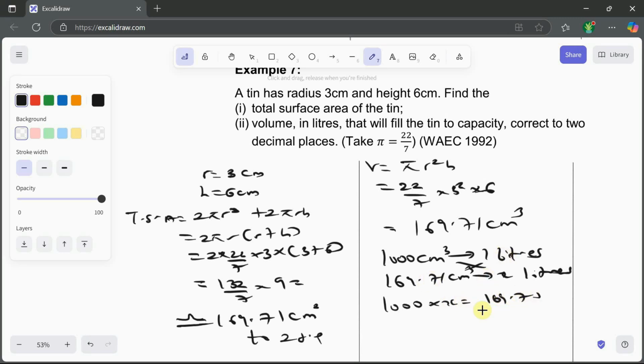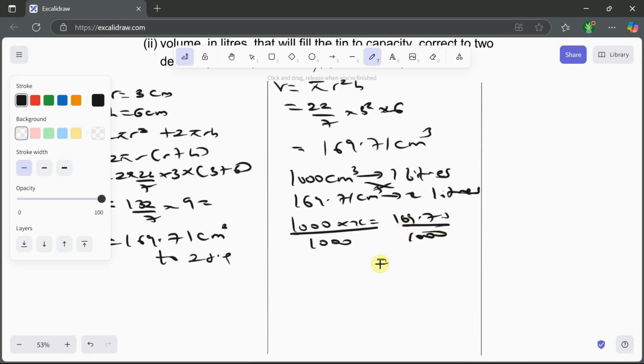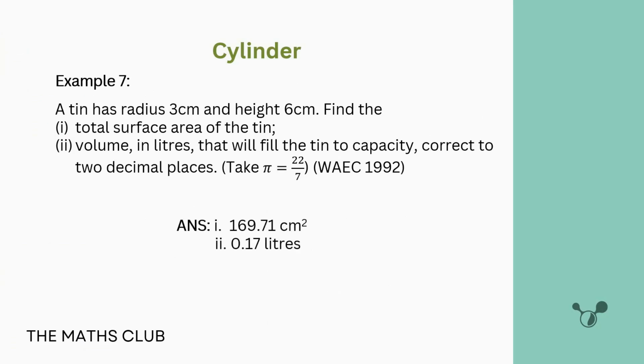This times 1. So if I divide both sides by 1000, 169.71 divided by 1000. So by the time we divide this, you have 0.16971 liters. And this will be approximately, so my volume is approximately into 2 decimal places, right? This is 7, this is 9, which is more than 5. So by the time we carry over, this will be 0.17 liters to 2 decimal places. So this is our answer. Let's see if we're correct. Great.